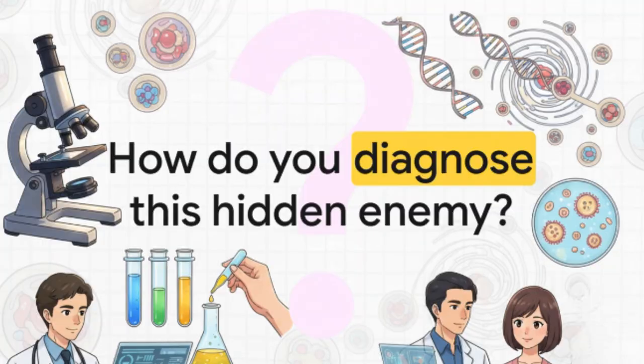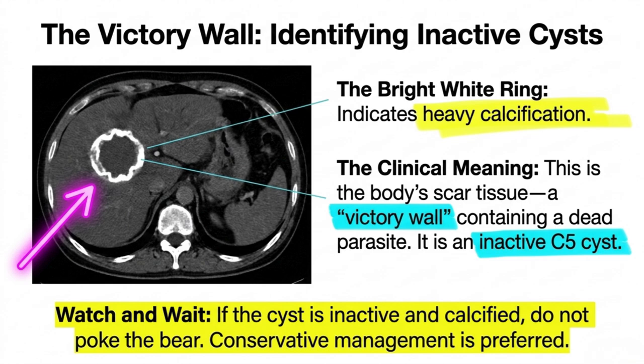Now, what if you do a CT scan instead? Well, if you see this bright, thick white ring of calcification on a CT, it tells you you're looking at an inactive C5 cyst. That white ring is basically the body's scar tissue. It's a victory wall. It tells you the parasite inside is highly likely dead, the body has successfully walled the whole thing off, and you're just looking at the leftover shell.